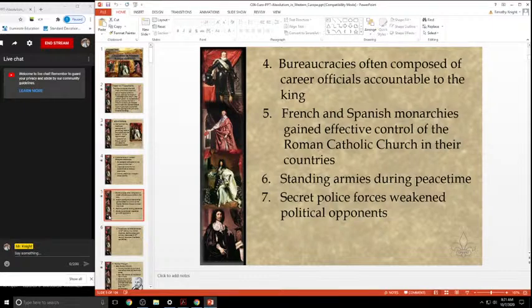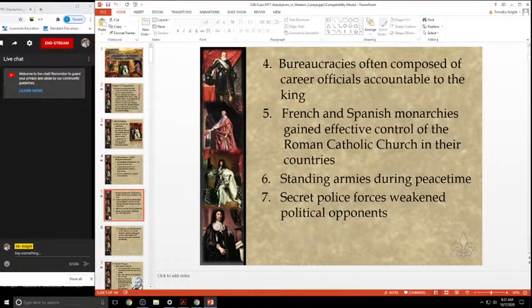French and Spanish monarchies gained effective control of the Roman Catholic Church in their territories. European nations with absolute monarchies started to develop standing armies during peacetime, which had not been a very common practice prior to the age of absolutism. So you now have a standing professional military that at all times is ready to either defend or wage war.